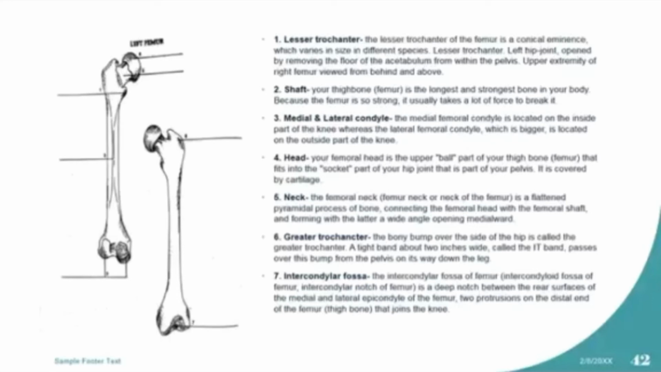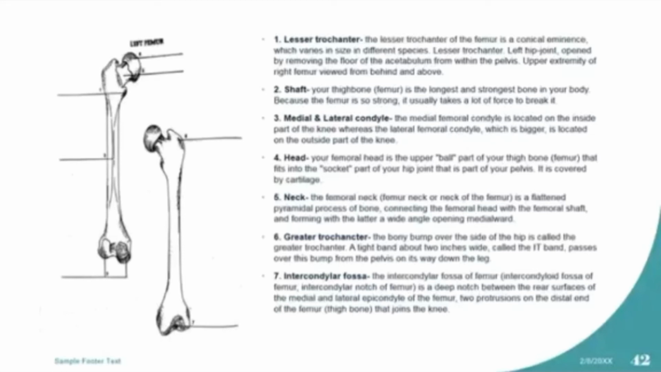Number 3 is the medial and lateral condyle. The medial femoral condyle is located on the inside part of the knee, whereas the lateral femoral condyle, which is bigger, is located on the outside part of the knee. So, yung nasa loob niya is yung medial, yung mas maliit. Tapos, yung nasa labas naman is yung lateral condyle, which is mas malaki siya.